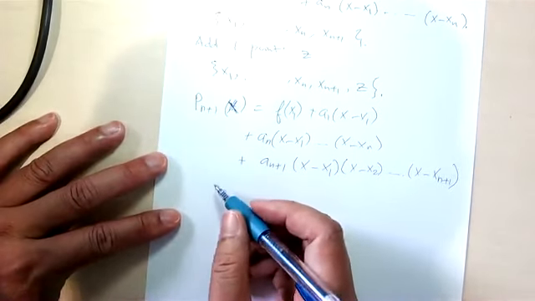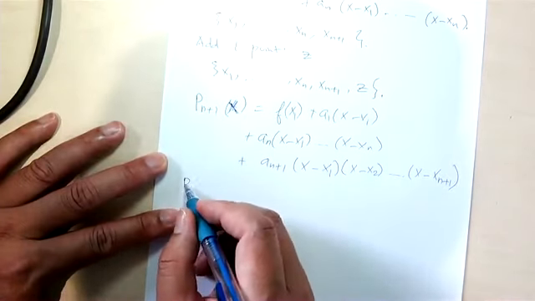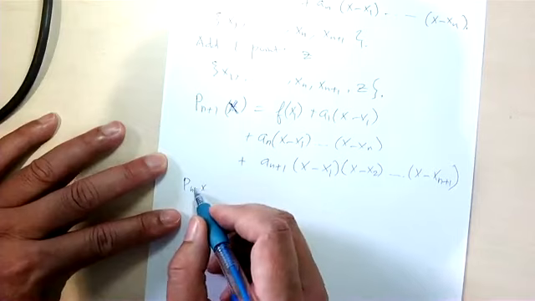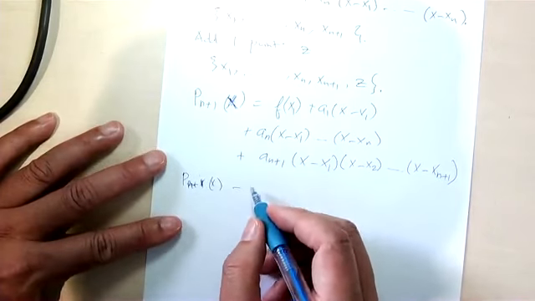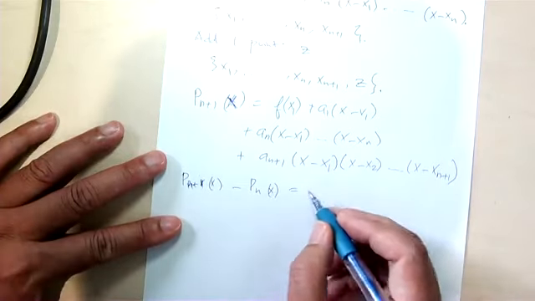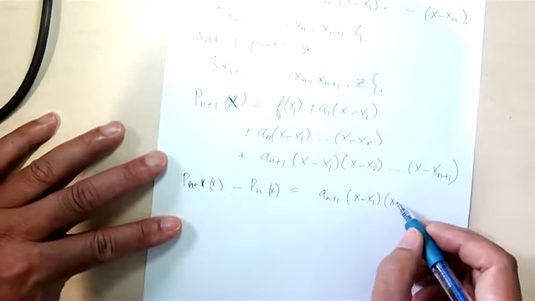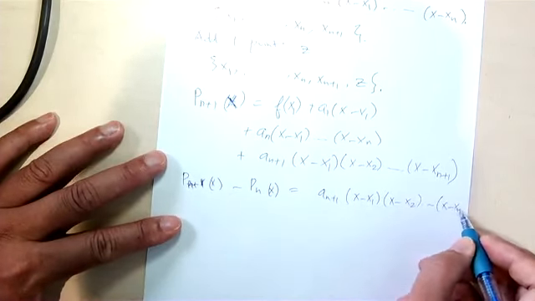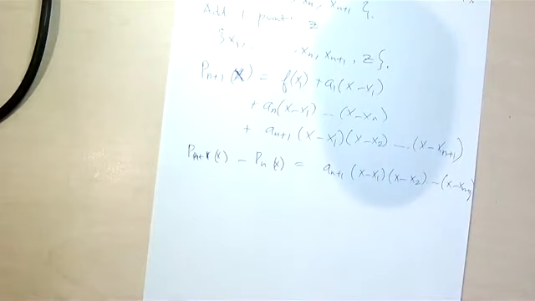if you take the difference between Pn plus 1(x) minus Pn(x), then what you have is just an plus 1(x minus x1)(x minus x2) up to (x minus xn plus 1), yeah? Okay? Yeah, so far so good, yeah?